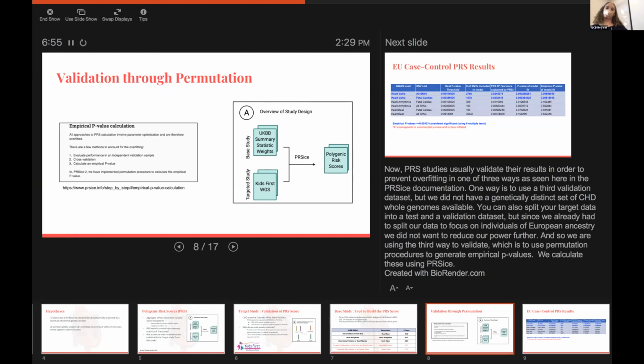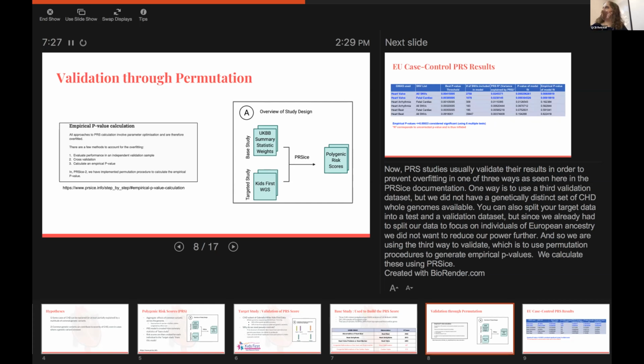One way is to use a validation data set, but we didn't have a genetically distinct set of whole genome sequences for CHD available. Like I said, with rare diseases, it's a little bit harder to find the data sets you need. Another option would be to split our target data into a test and a validation data set, but we already had to split our data to focus on individuals of European ancestry and didn't want to reduce our power further.